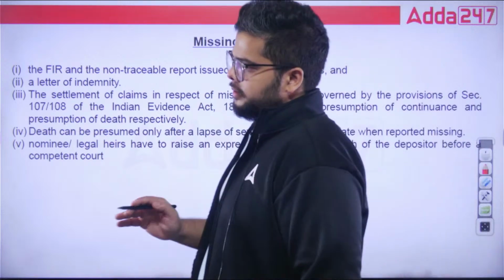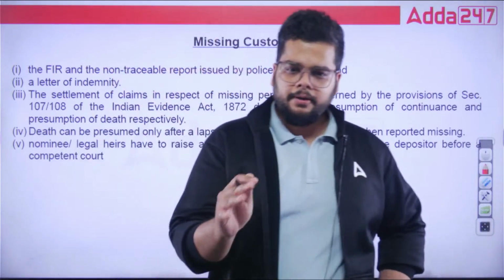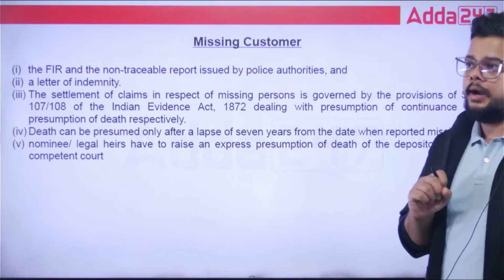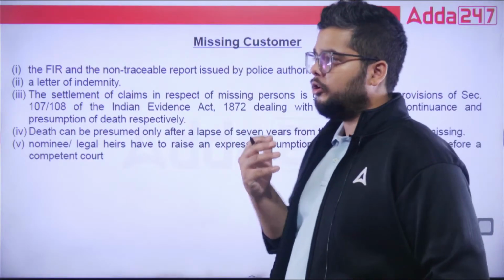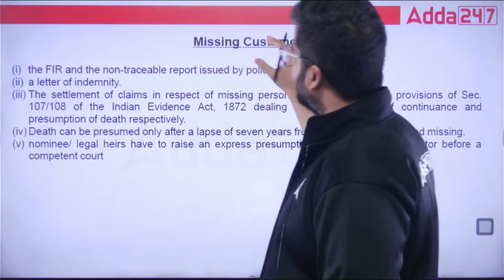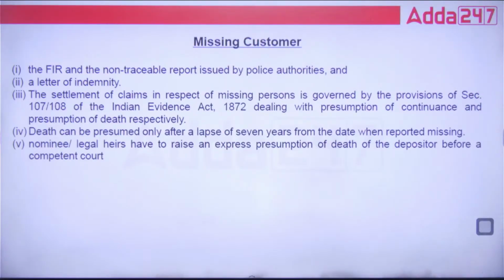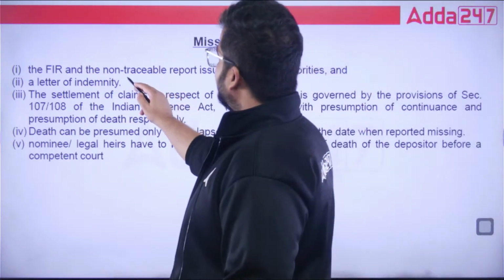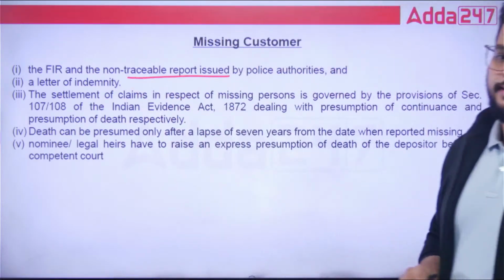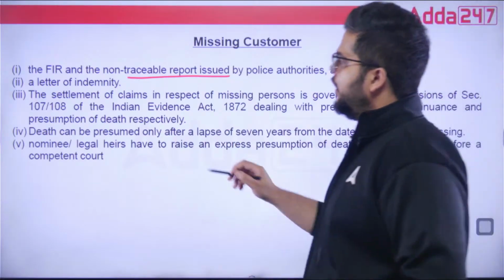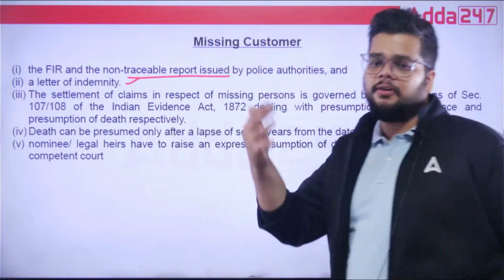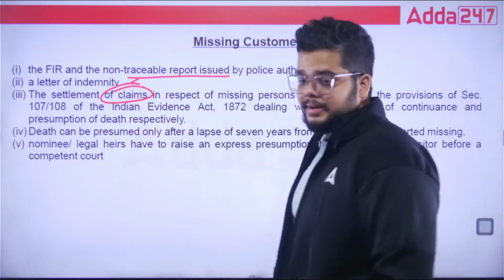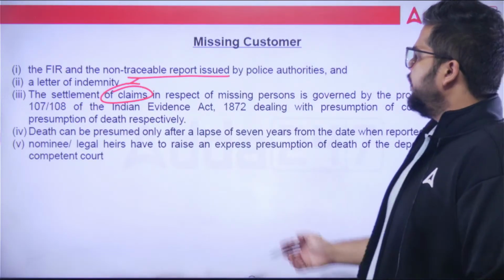Now once you know the types of deposit accounts, you know what we mean by unclaimed funds, and you know about the nomination facility. Now let's move on to the missing customer. If a particular individual is missing, then what to do? The FIR and the non-traceable report issued by the police authorities, along with the letter of indemnity, must be forwarded to the respective banks, and the unsettled claims will be done in respect of the missing person.